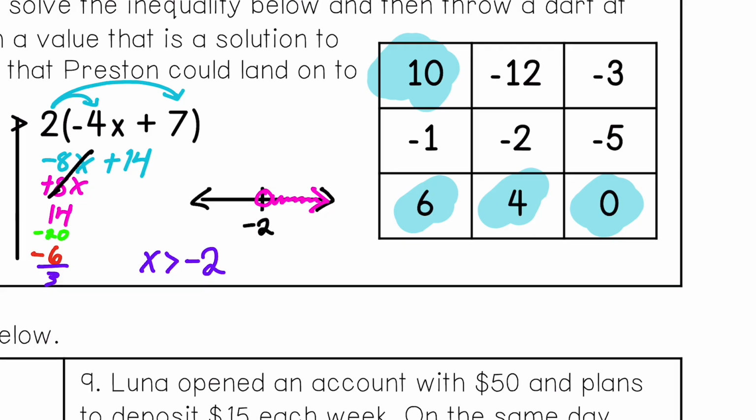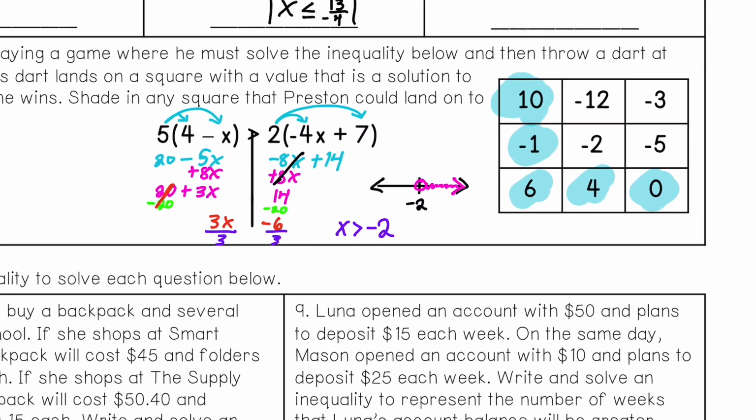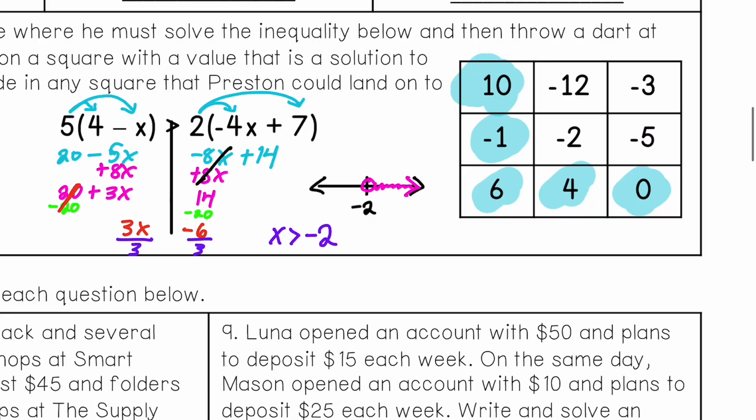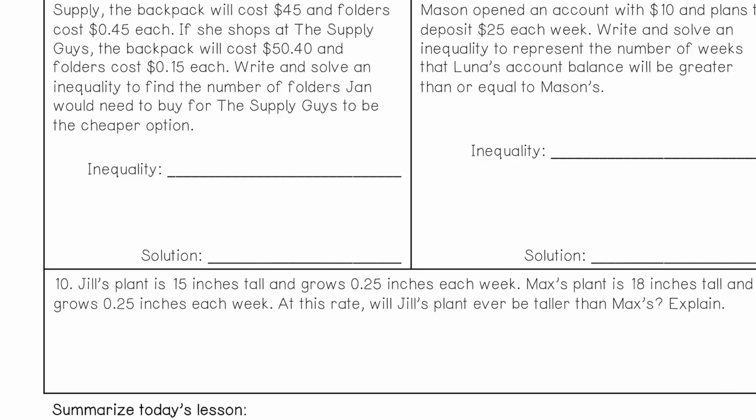Okay, now let's take a look at these negative numbers. Negative 12 is way over here, so negative 12 on my number line does not work. Negative 3 would be here. Negative 5. Negative 1 would be, I believe, my last one. Okay, there we go. So those numbers are numbers that Preston could land on. Those are valid solutions. All right, let's do one more of these, and then we'll call it a day.